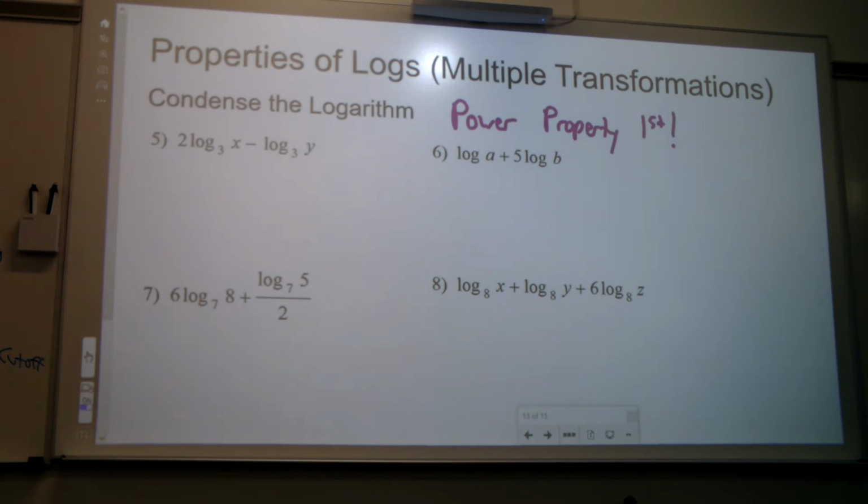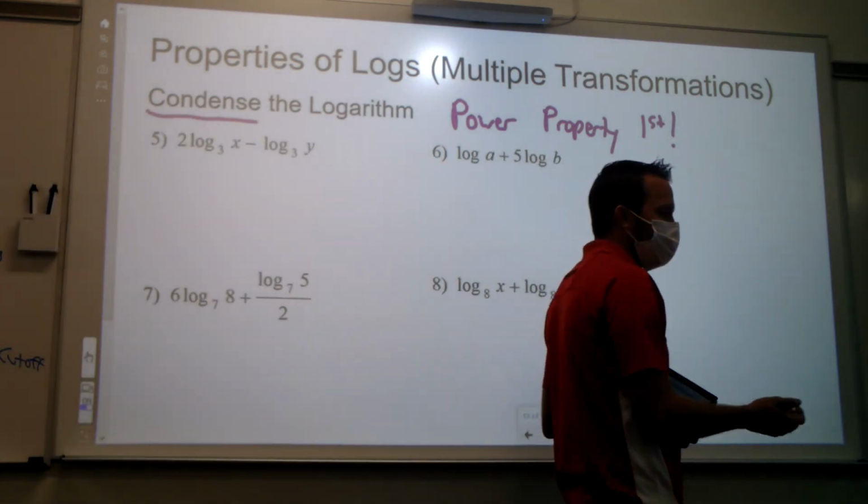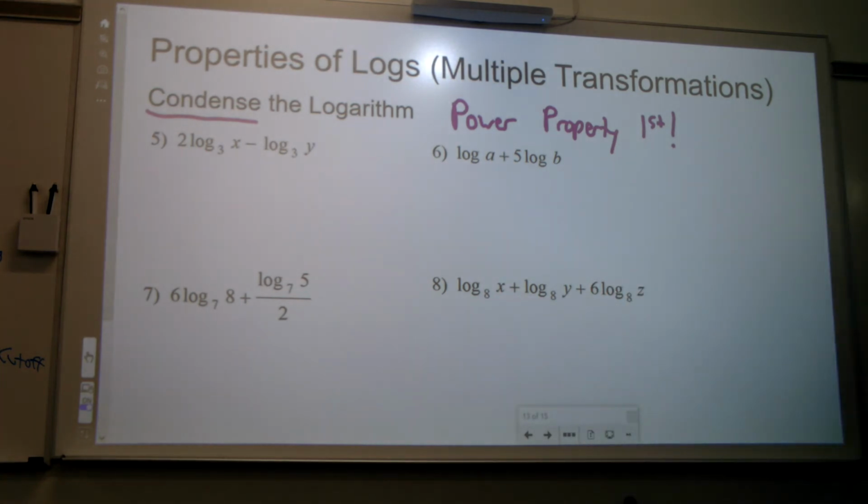So write a little note, and you might want to put that on your assignment too. Whenever you're condensing, that means you have more than one log. Do the power property first. That means any coefficients are going to become the exponents. So for example, here on number 5, do I have any coefficients I need to move up? Yep, this 2, I want to bring up, so I'm going to write power here.